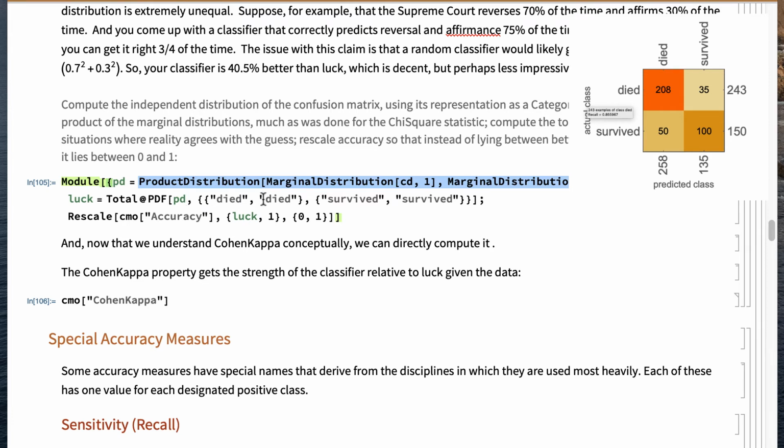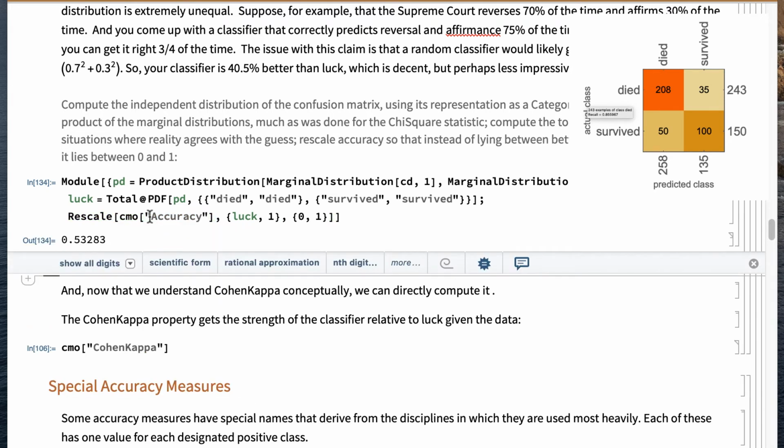Died, died, survived, survived. And we'd add that up. And that would be our luck value. That's how accurate we would be just as a matter of luck. And now what we simply do is rescale our computed accuracy to see how far between luck and 1 it lies. And you can look up the rescale command if you want to see exactly how it works.